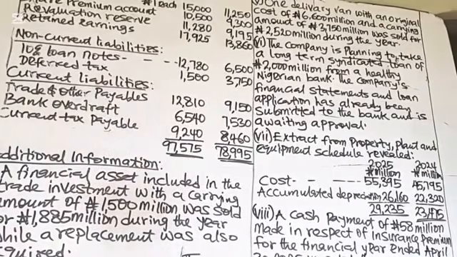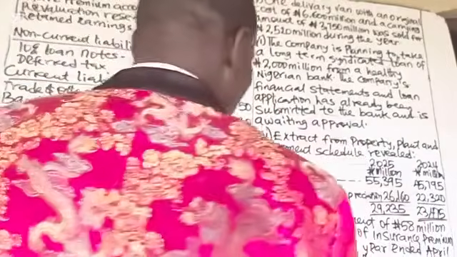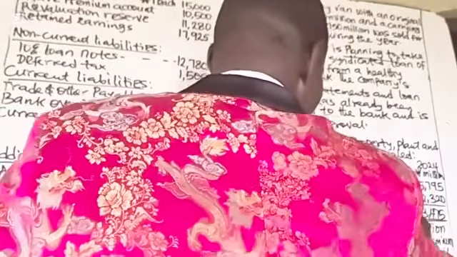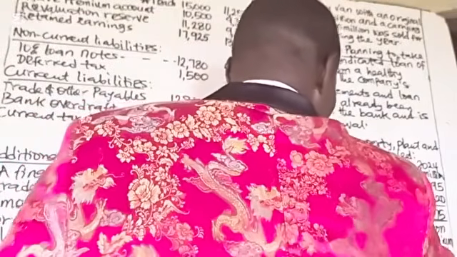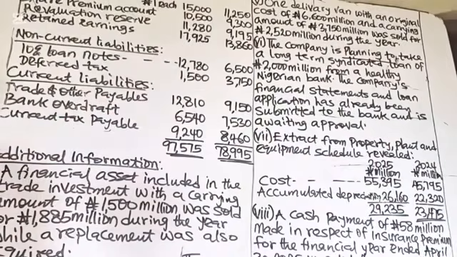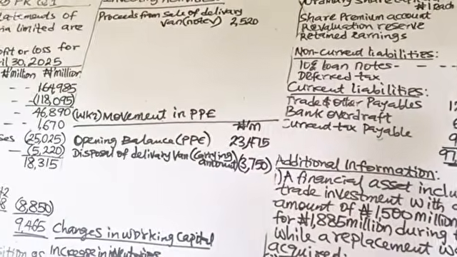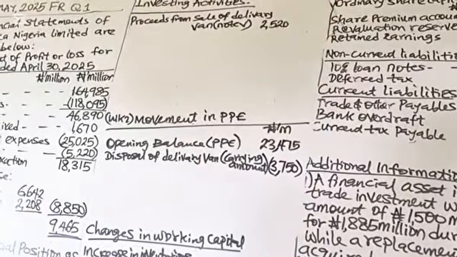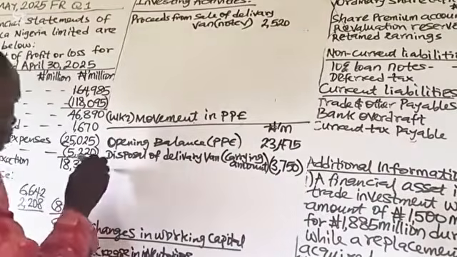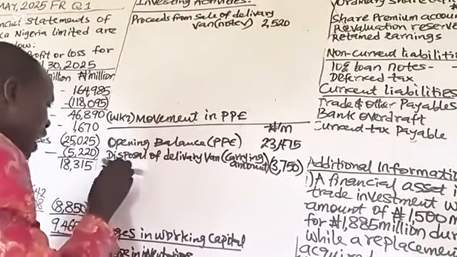Then note 7, an extract from property, plant, and equipment schedule reviewed. Depreciation charge during the year. The difference is the depreciation charge in the year. 26,160 minus 22,320. So that is the depreciation charge for the year. Remember, depreciation charge, we affect the asset, we affect the PPE. Where depreciation is charged, the PPE will reduce. So because of that, we have depreciation charge in the year.